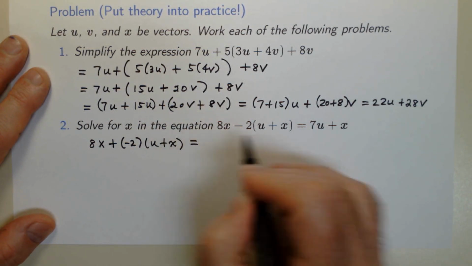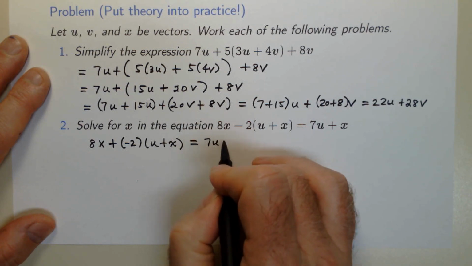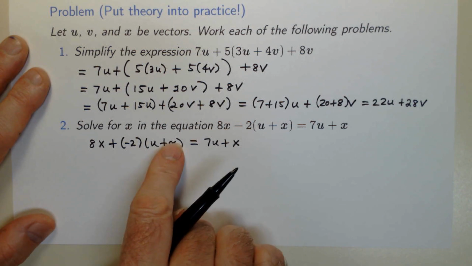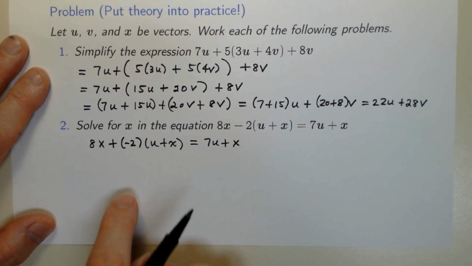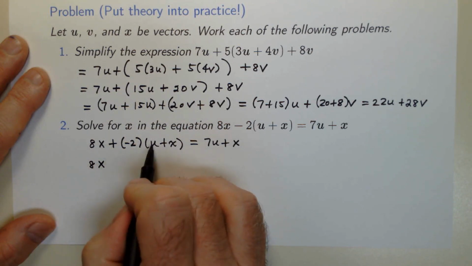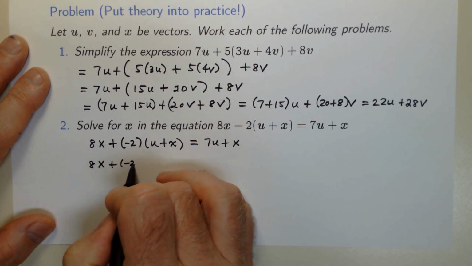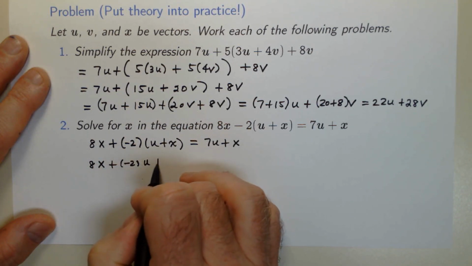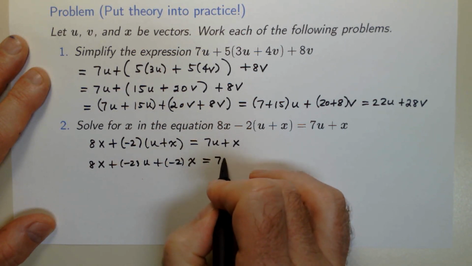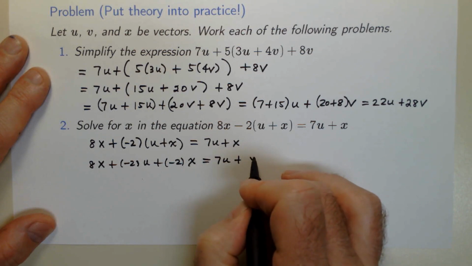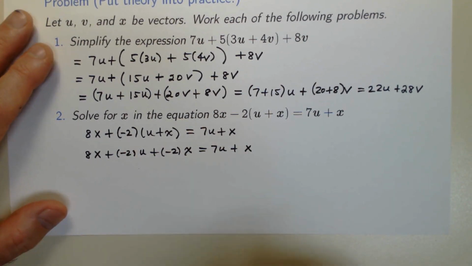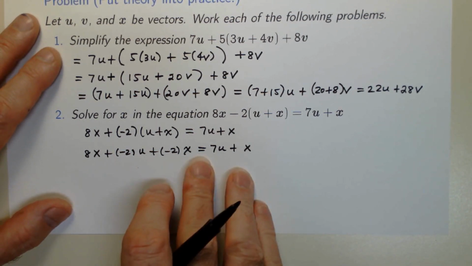And that's going to be equal to 7u plus x. Okay. In my next step, I'm going to use the distributive law to distribute that negative 2 across. So this says 8x plus a negative 2 times u plus a negative 2 times x is equal to 7u plus x.